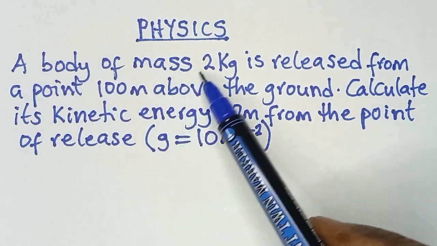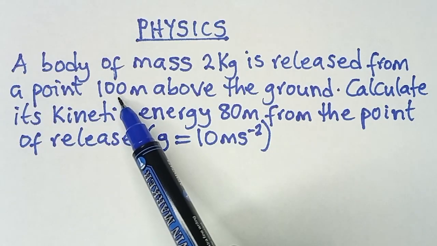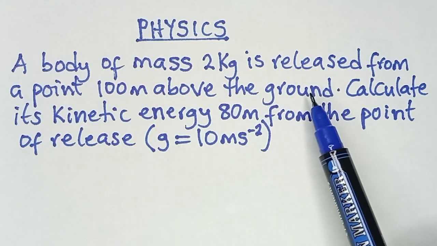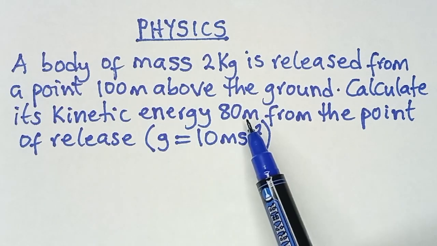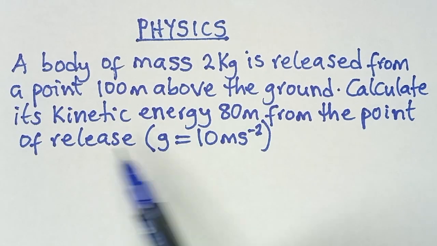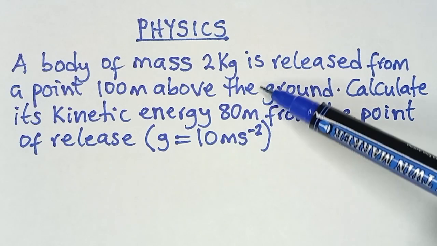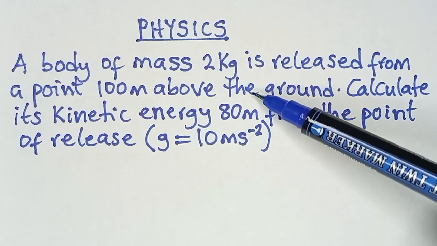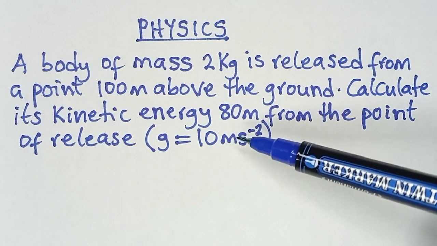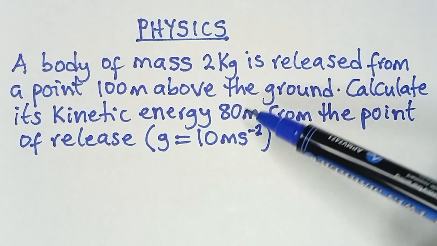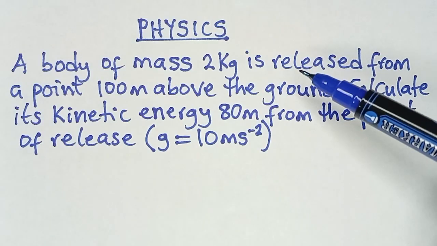A body of mass 2 kilogram is released from a point 100 meter above the ground. Calculate its kinetic energy 80 meter from the point of release. Now, there are two methods you can apply in solving this problem. You can use the equation of motion to find the velocity at the 80 meter point. That is one method of doing it.